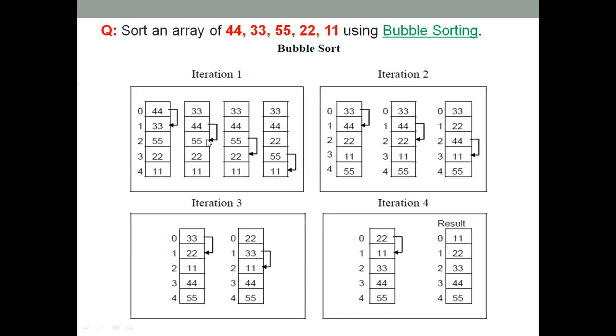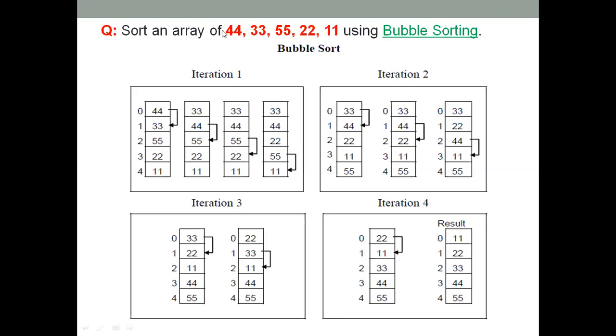44 and 55: no need to change, because 44 is already smaller than 55, so we put them in the same place. Now we go for the third one with the fourth one, 55 and 22. 22 is smaller, so definitely it goes up. So 22 is now here, and 55 goes down. Now 55 and 11, so definitely 11 will go to this place. So the first pass is finished now.